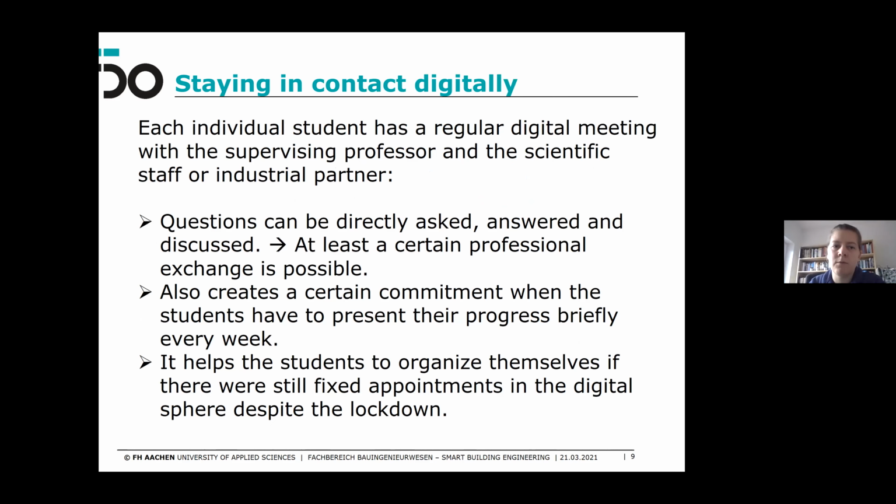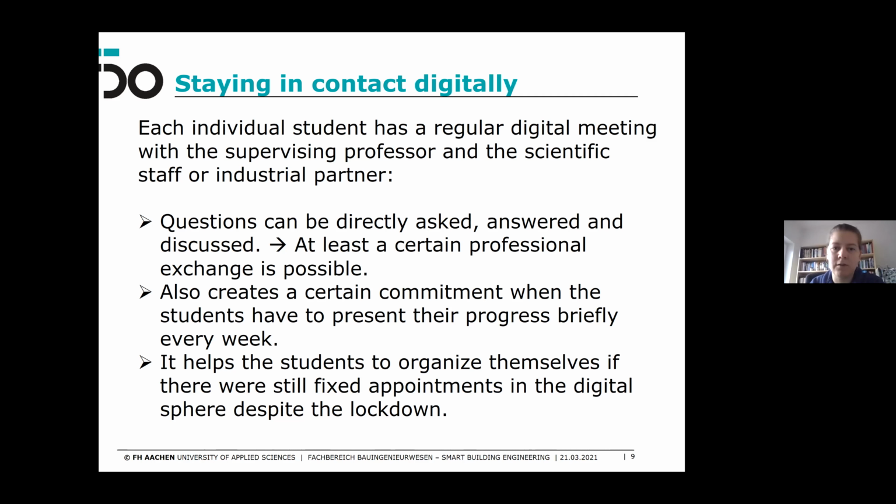So, what is most important? Of course, you have to stay in contact. In this case, it had to be more or less completed digitally. So we decided to give each individual student a regular digital meeting appointment with a supervising professor and the scientific staff or the industrial partner working on his topic, so that questions can be directly asked, answered, and discussed.